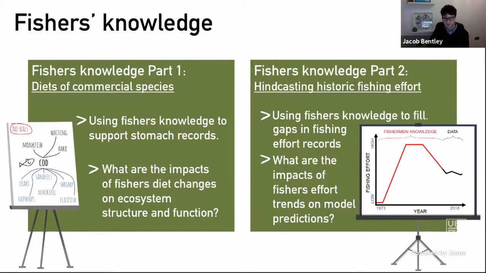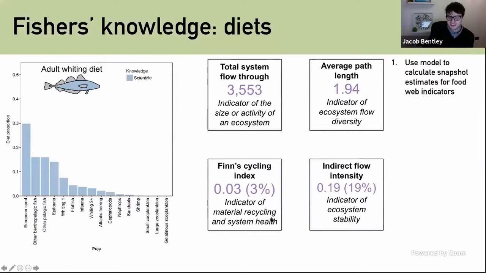So what we wanted to question is, what are the impacts of the fishers' diet changes on the structure or the functioning of the model? And also, how do the fishing effort trends that they put in make the model perform? Does it make the model better, or does it make it worse? Now, before I go on, has anyone got any questions?